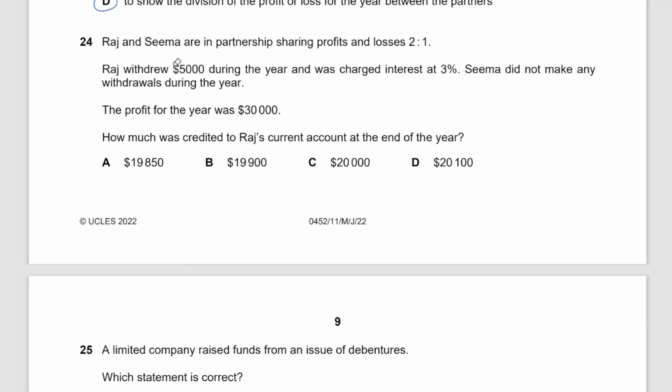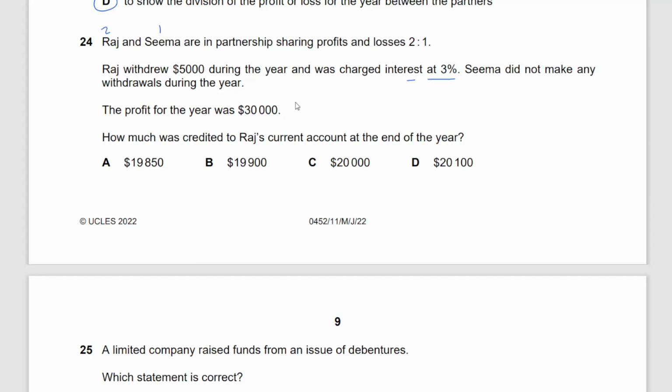Question number 24. Raj and Seema are in partnership, sharing profits and losses 2:1. Raj 2, Seema 1. Raj withdrew $5,000 during the year and was charged interest at 3%. Seema did not make any withdrawals during the year. The profit for the year was $30,000.